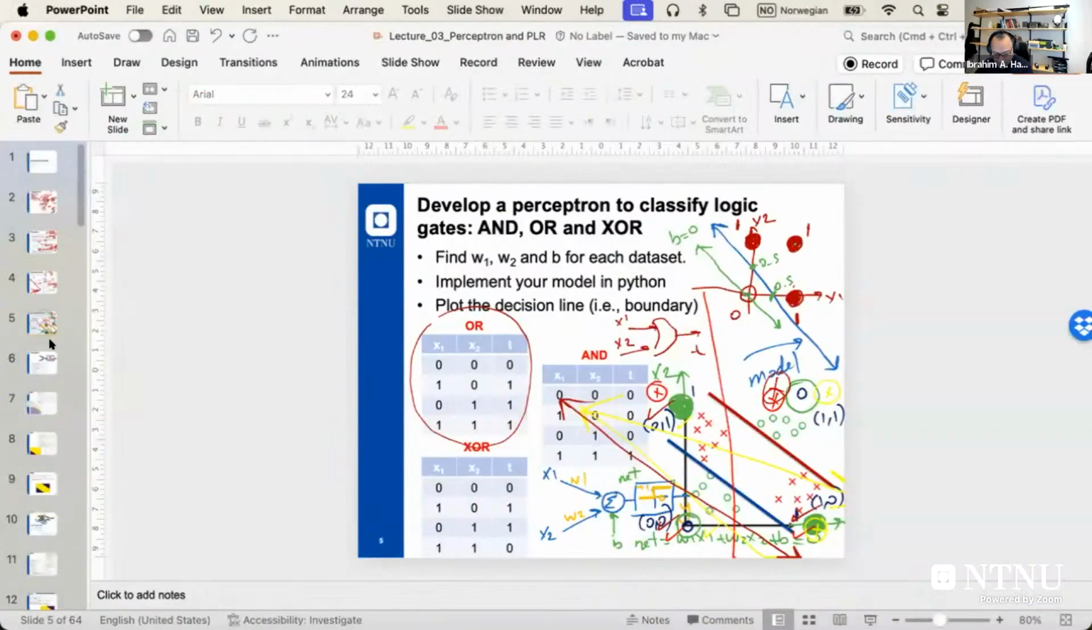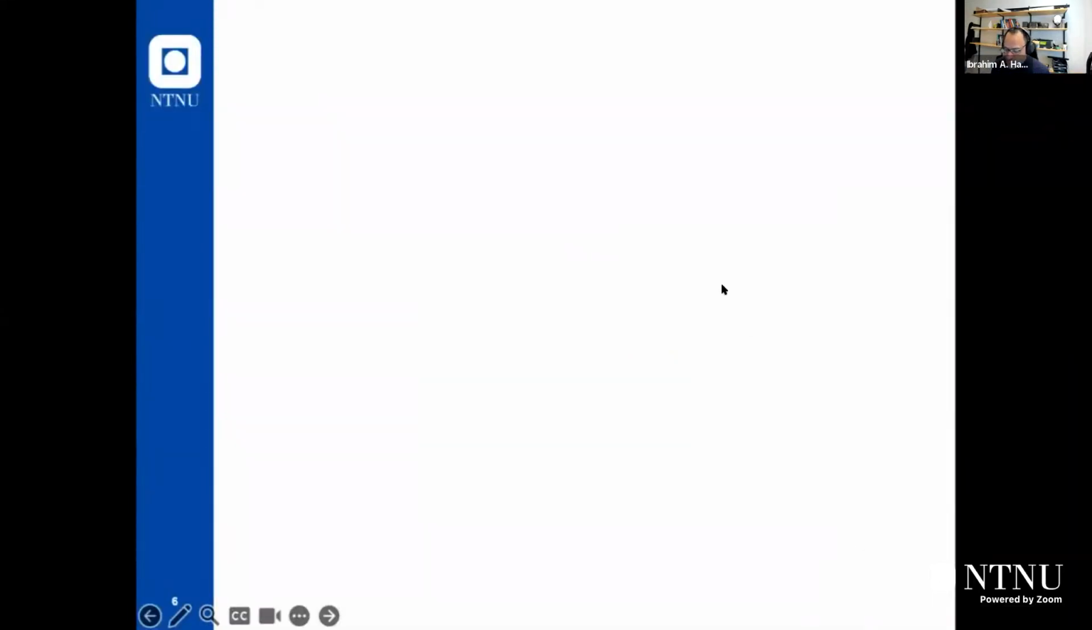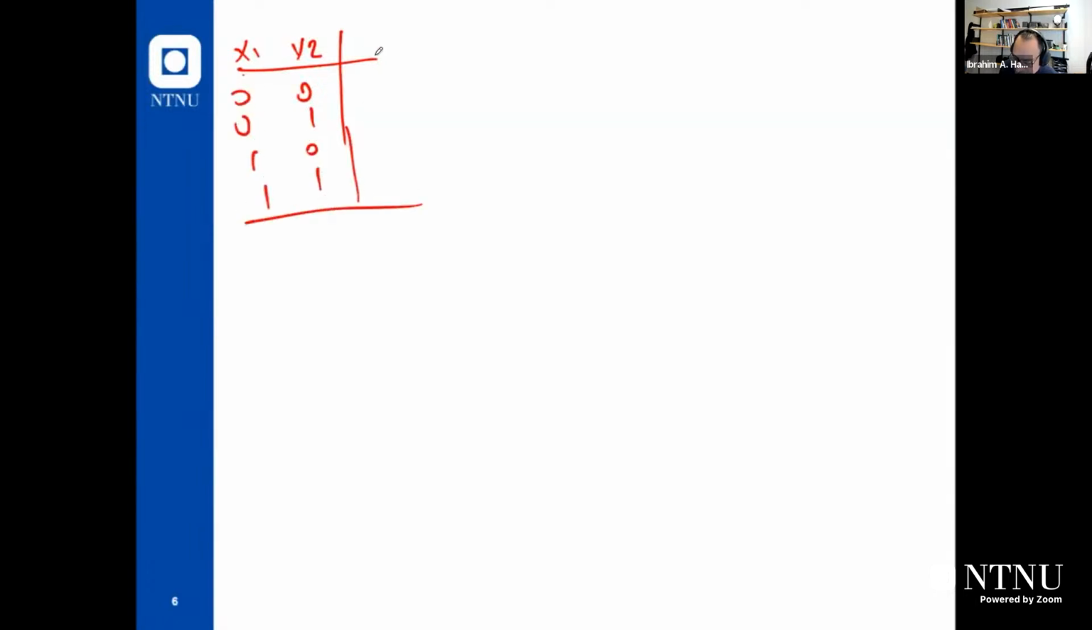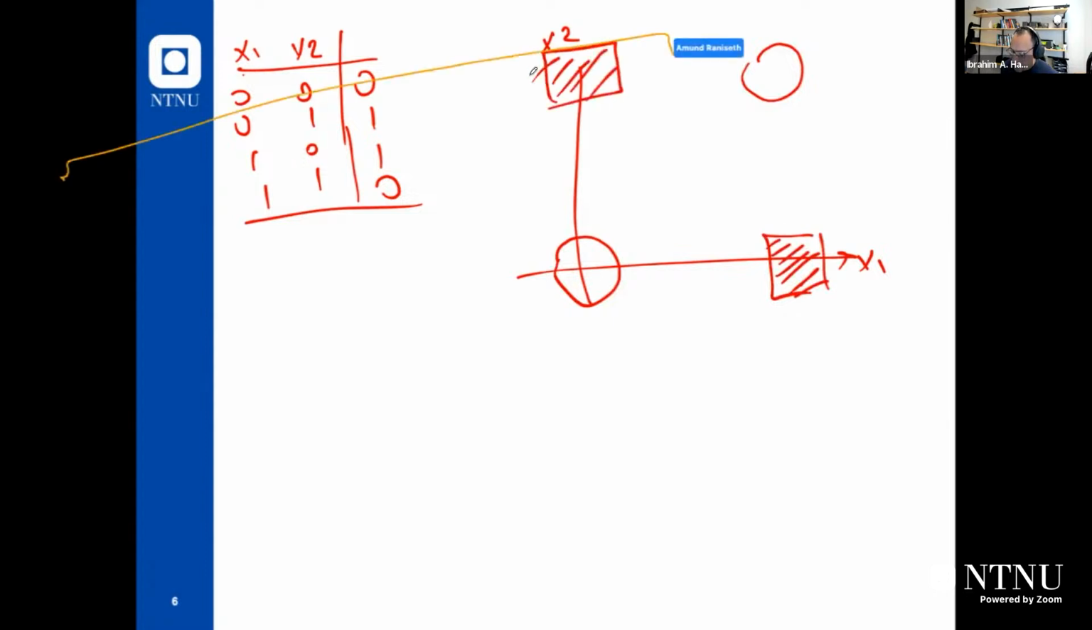I need to add one slide here, so I can explain it in more detail. Sorry for this. So one more time for this XOR problem. It looks like this. We have two inputs, X1 and X2: 0, 1, 0, 1 and 0, 0, 1, 1. And the output will be 0, 1, 1, 0. Then when we draw it in XY coordinates, with X1 and X2, it will be like this one, and this one is a square. So we have two different classes.